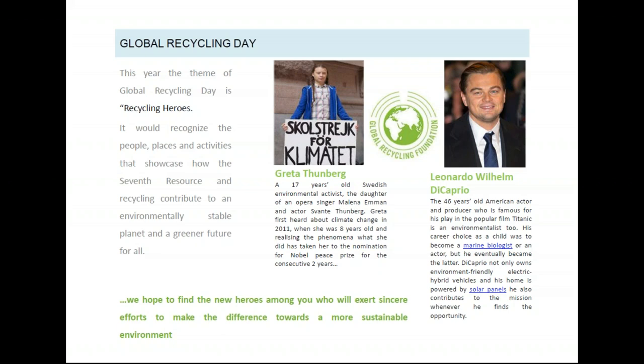Now, Greta Thunberg is a 17 years old Swedish environmental activist. The daughter of an opera singer, Malena Ernman, and actor Sven Thunberg, Greta first heard about climate change in 2011 when she was 8 years old, and realizing the phenomena, what she did has taken her to the nomination for the Nobel Peace Prize for 2 consecutive years, that is 2019 and 2020.